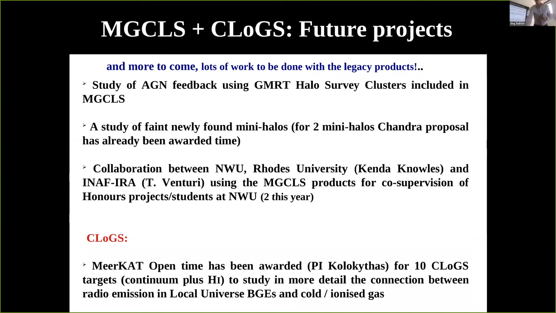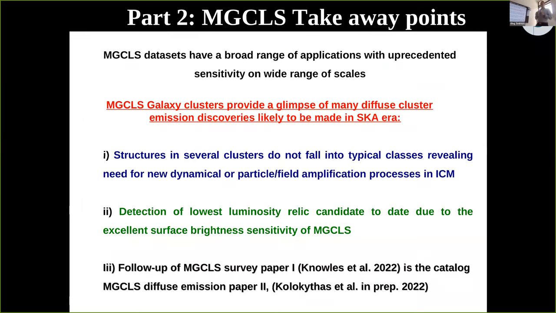And I will just summarize with part two, some takeaway points. First of all, the MGCLS datasets have a broad range of applications with unprecedented sensitivity on a wide range of scales. The MGCLS galaxy clusters provide only a glimpse of the many diffuse cluster emission discoveries that are likely to be made in the SKA era. We find structures in several clusters that do not fall into typical classes, revealing the need for new dynamical or particle and field amplification processes in the ICM.